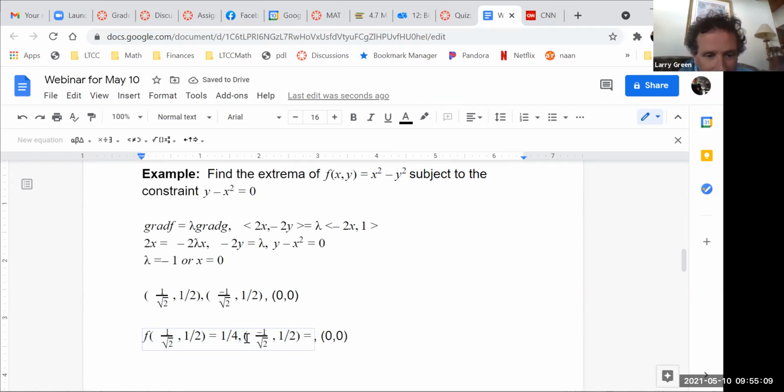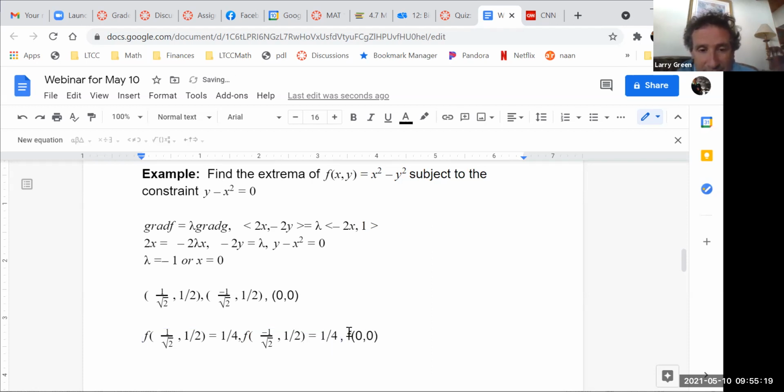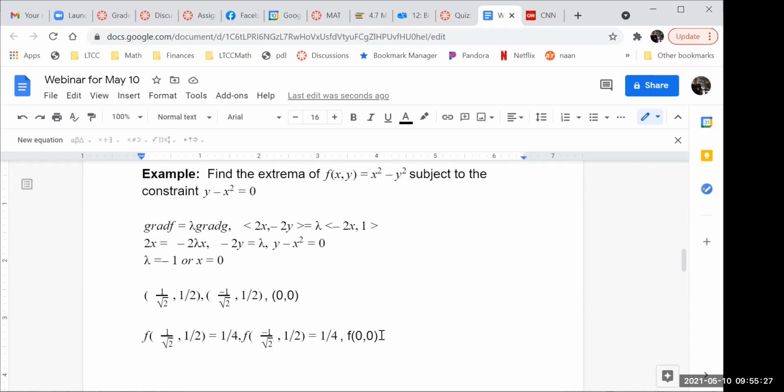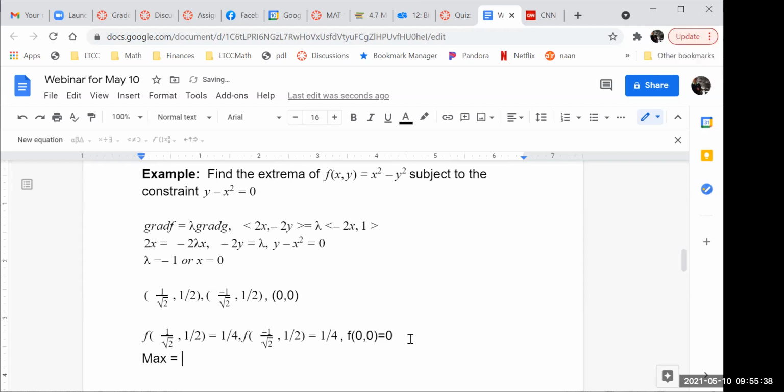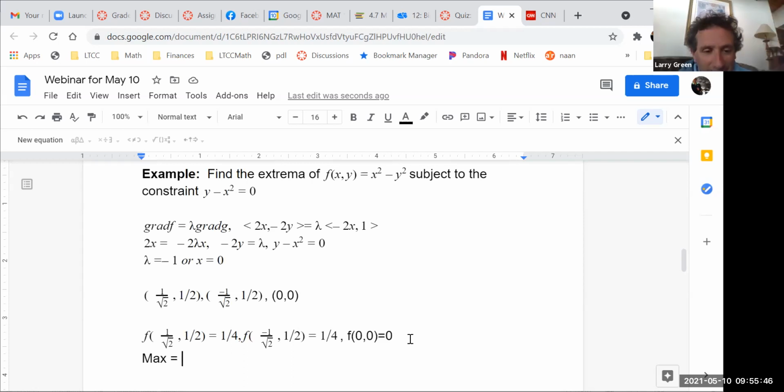I'll write F. And I could do the same thing with 0. And F of 0, 0 is? That should be really easy. 0. Yeah, 0. So what's the max and what's the min? 1 over root 2, 1/2 is the max as well as negative. Okay, so the max itself is just 1/4.